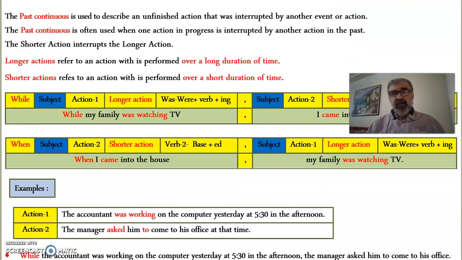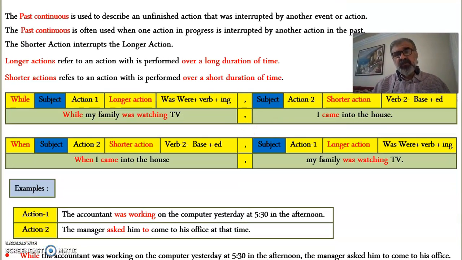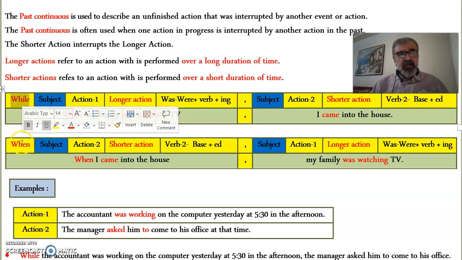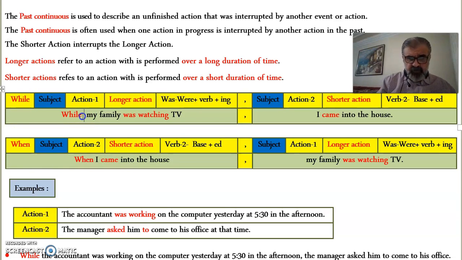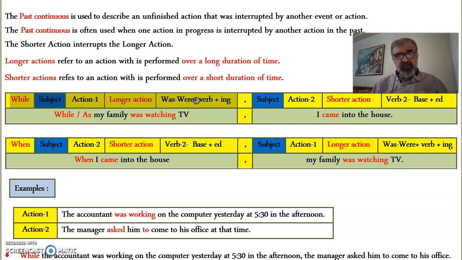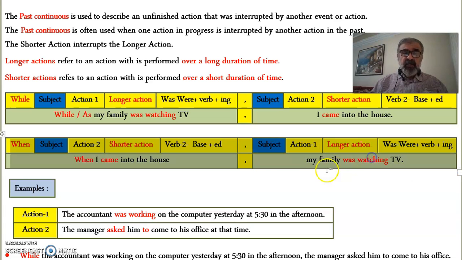Let's go on. Like I told you, the two most prominent keywords, or link words, or transitions, are while and when. I could also use as, if you wish. Now, while is followed by the longer action, the past continuous, and then the shorter action, the past simple. While my family was watching TV, I came into the house. When, on the other hand, is followed by the shorter action and then the longer action, the past simple and then the past continuous. When I came into the house, my family was watching TV.